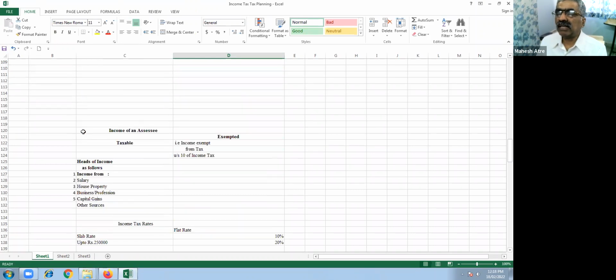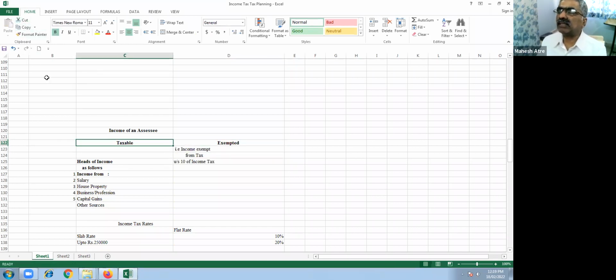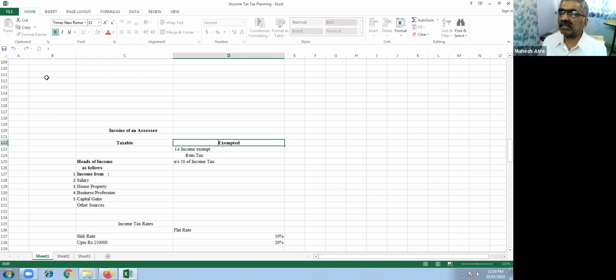This another concept is very important. Now I am going ahead with the heads of income. Before heads of income, within four to five minutes, I am going to discuss a basic part of another concept. Now in case of income, there are two types of income. Income is of two types. One is taxable income and another is tax-free income or exempted income. So please try to understand, there are two types of income. One is taxable income and another is tax-free or exempted income.